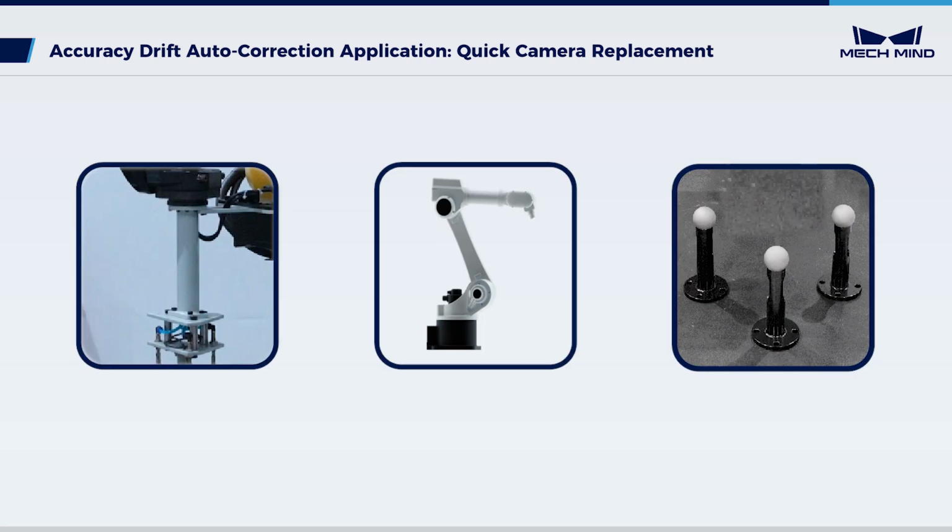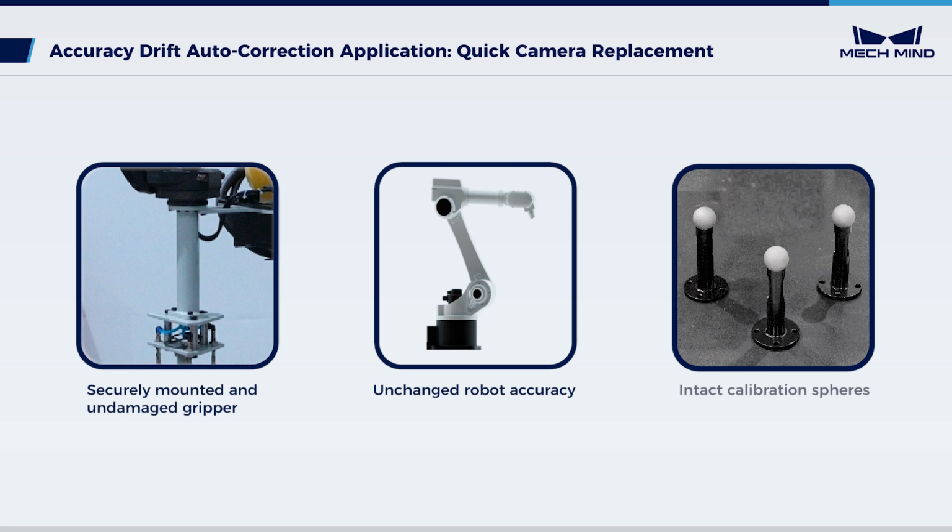Before this, there are a few checks to be made. The gripper is securely mounted and undamaged. The robot accuracy remains unchanged from previous production. The calibration spheres are intact.